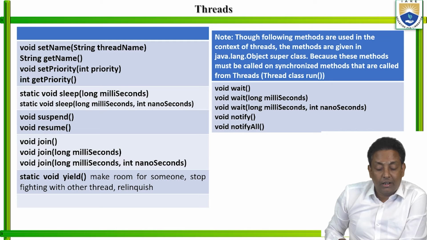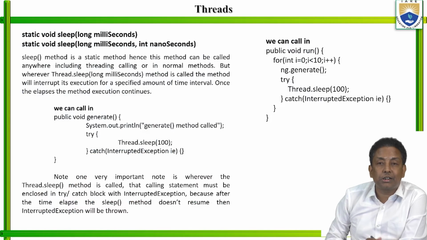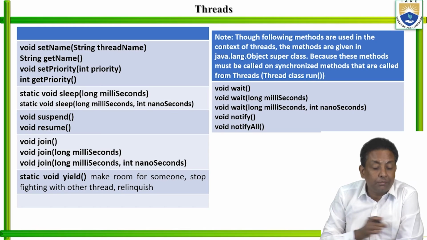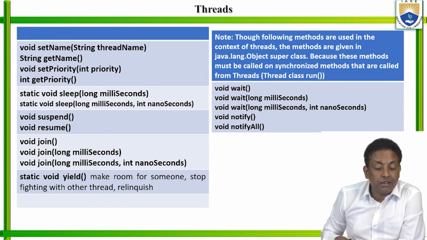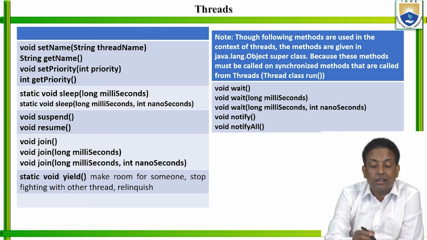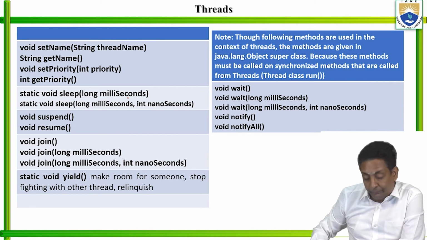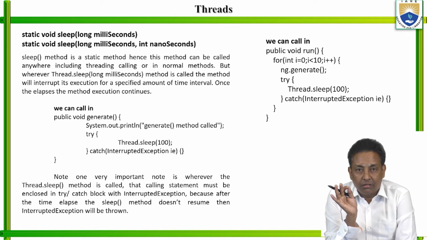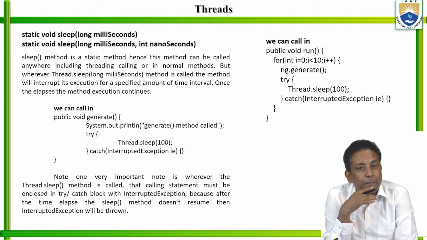Join, yield, I'll come to that in a moment, because we are having sleep, yield and join, three explanations. With that we'll end this. What is the signature of the sleep method? The sleep method signature is long milliseconds, int nanoseconds. Forget about the second one. The first one, you consider sleep with long milliseconds. So my question is, where must the sleep method be used, and what is the right place to use the sleep method?